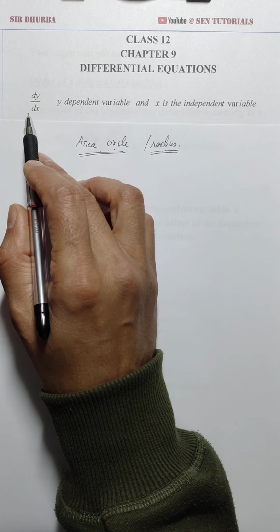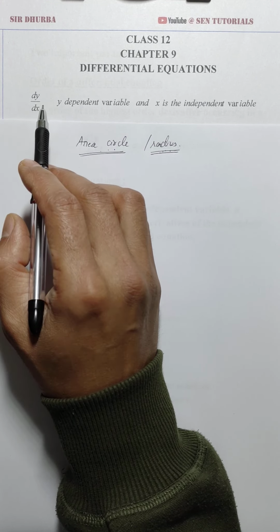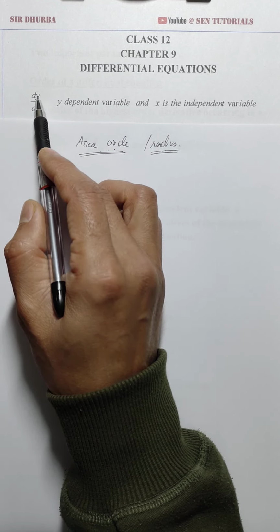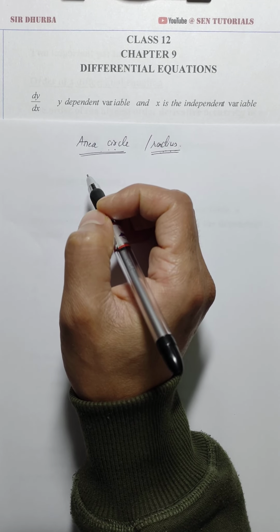So this concept also will be required. Here when we write dy by dx, it means y is the dependent variable, x is the independent, because y depends on x. In application of derivatives also this is done.